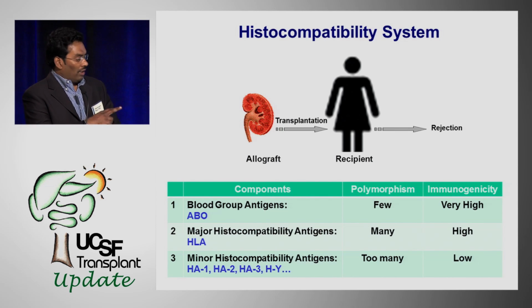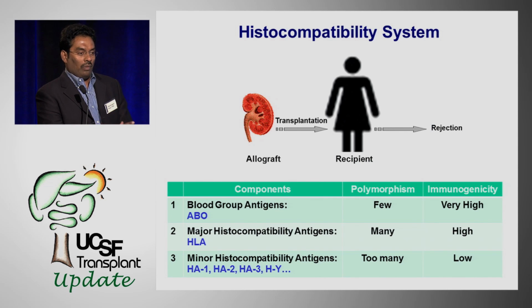But you can characterize all three systems by two factors. All three are polymorphic, very different between individuals, and they are immunogenic. They can trigger an immune response. But the amount of polymorphism and the strength of immunogenicity is variable. For example, the blood group antigens have very few variations, only 4 different blood groups, but they are highly immunogenic. You don't want to cross this ABO barrier.